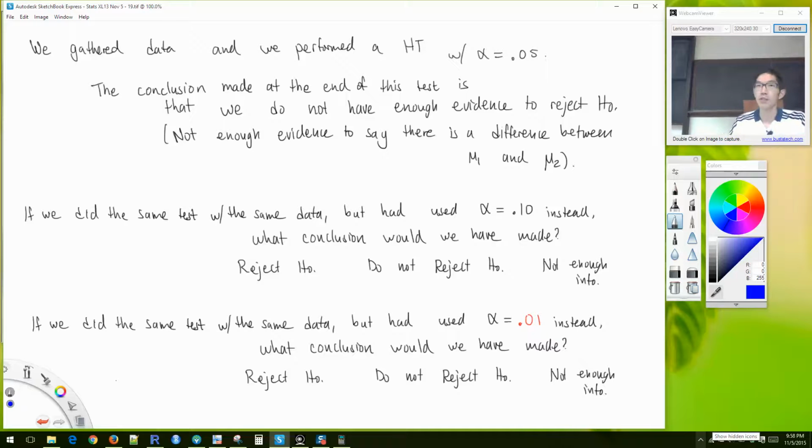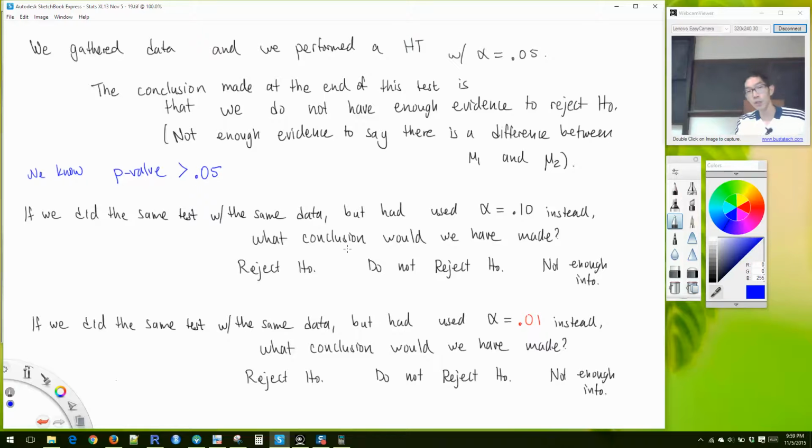Okay. Do you need a minute to think about this, or do you want me to just give you the answer? Okay, so well, let's think. Okay, so here, what does this statement tell us? We performed a hypothesis test with alpha equal to 0.05, and the conclusion we made is that we don't have enough evidence to reject the null. So what is the one thing we do know about our test here? We can say something about our p-value. We know our p-value is greater than 0.05.